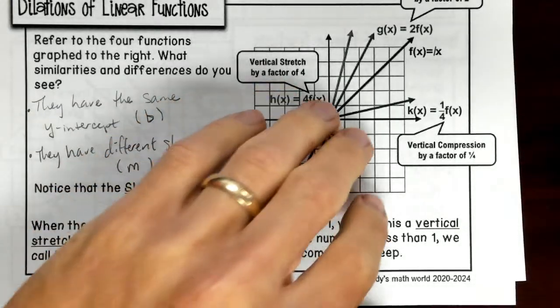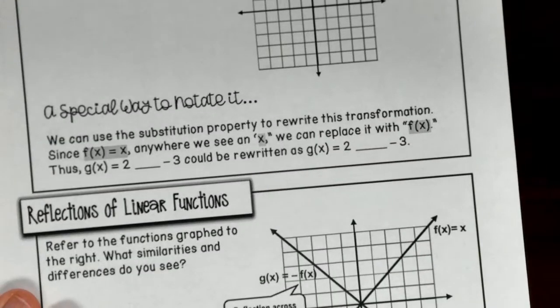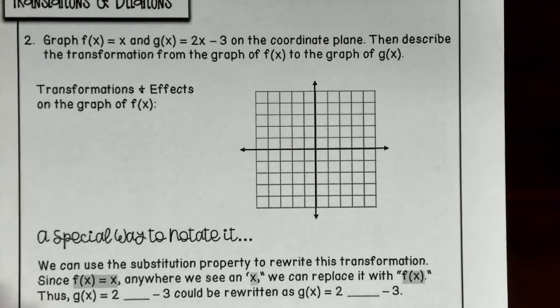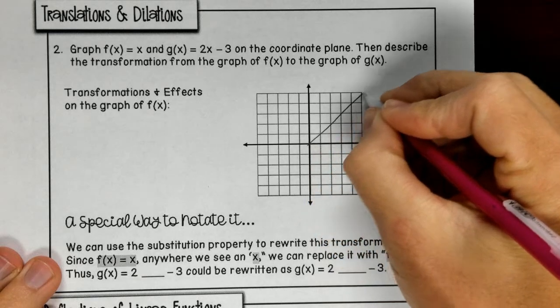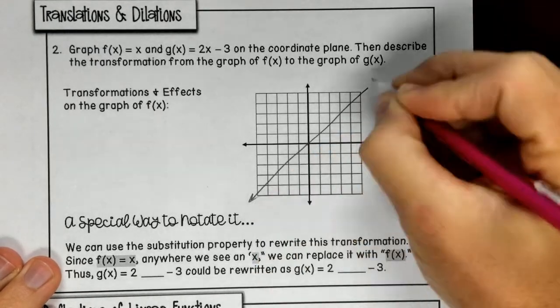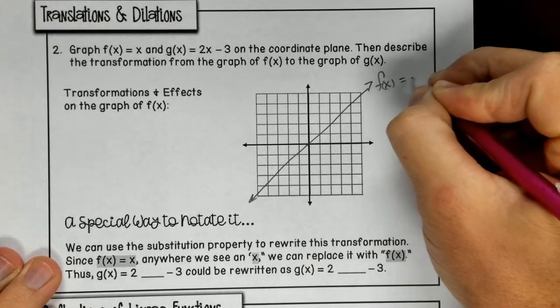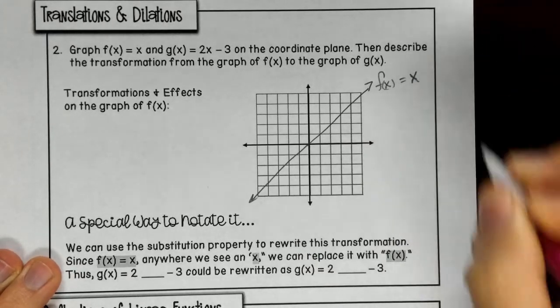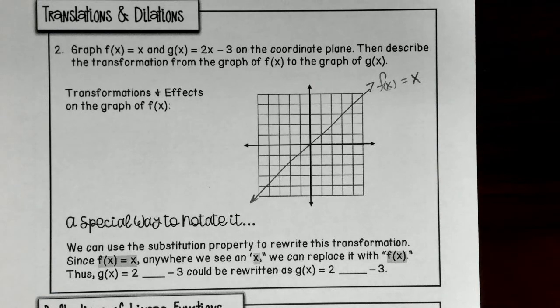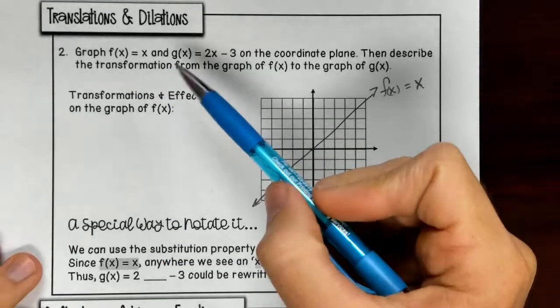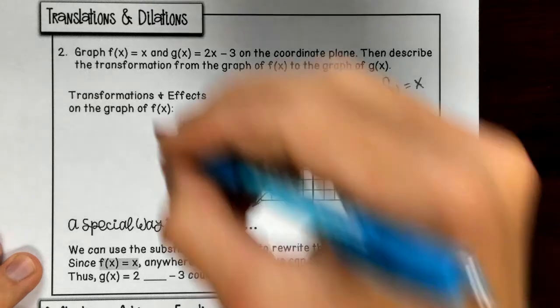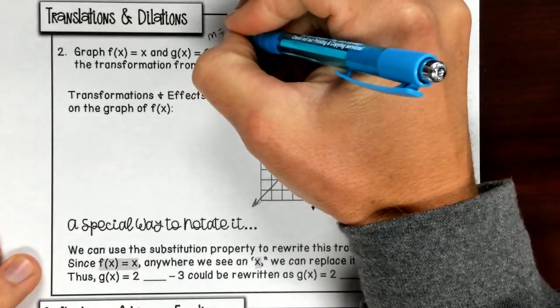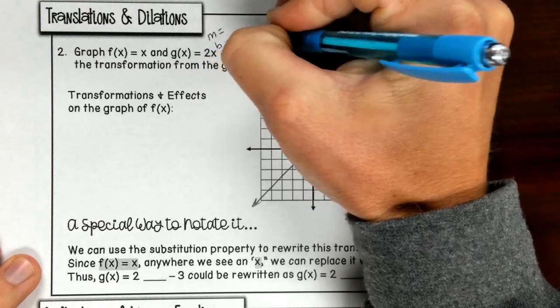Okay, so let's look at some examples. It says graph f of x again, so my parent function, and then graph 2x minus 3. So here's my f of x function. And then now we're going to graph the function 2x minus 3. Okay, so again, what I want to pull from here is the slope and the y-intercept. I want to pull my starting point.